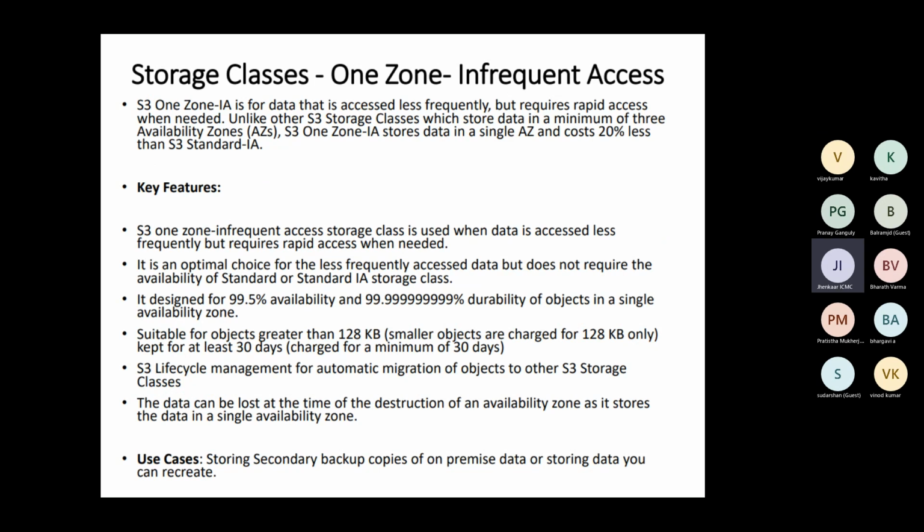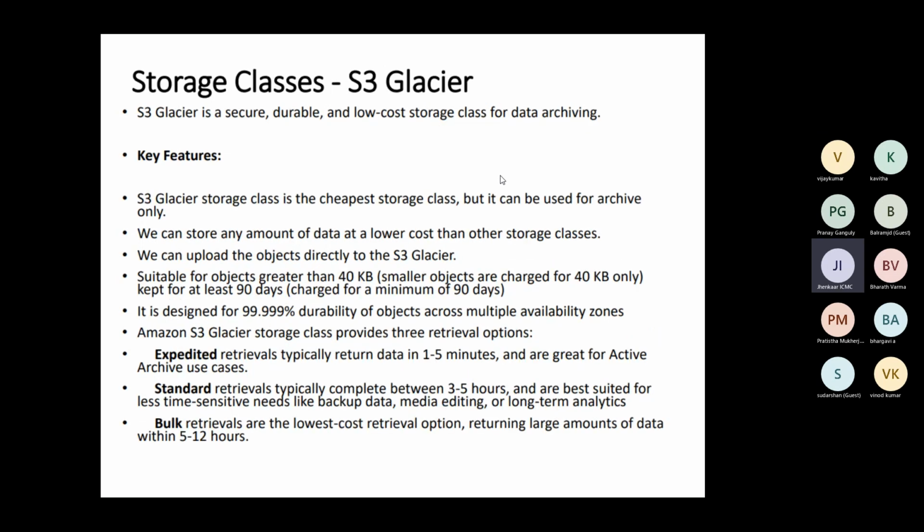And next, coming to One Zone Infrequent Access. It maintains almost the same thing. Here also it is asking to maintain a minimum of 128 kilobytes of storage. An object should have at least this capacity, and we should keep it for at least 30 days. Just go through them. It will have some zone kind of thing, so just go through the theory part.